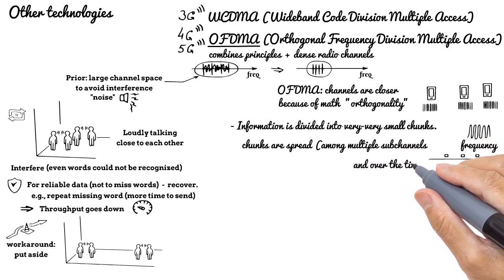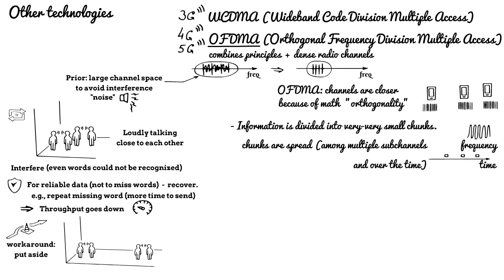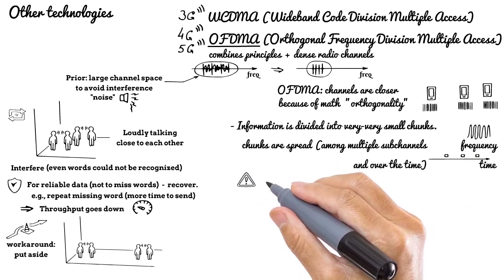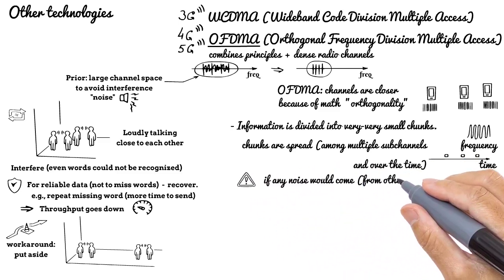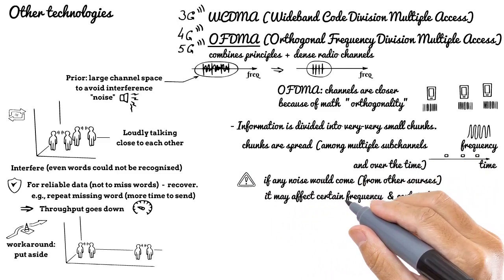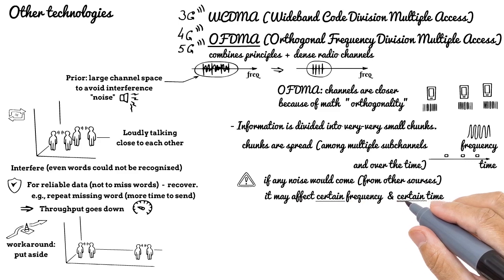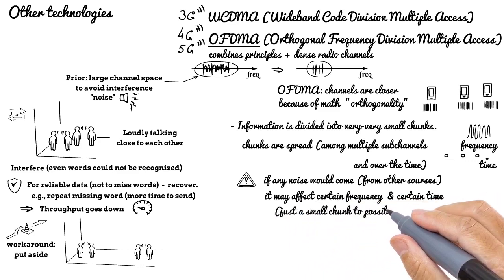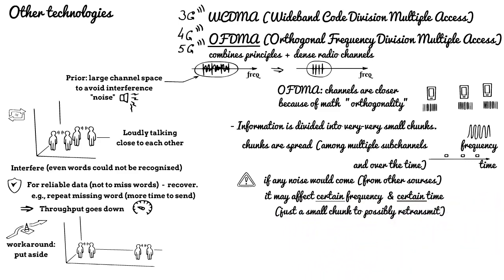And moreover, they are spread by time. If noise over the air would happen on a certain frequency, it won't affect information sent on other frequencies. Or if noise would happen during a certain time, it won't affect information sent before or after the noise spike. That allows to reliably send data with even higher throughput than ever before.